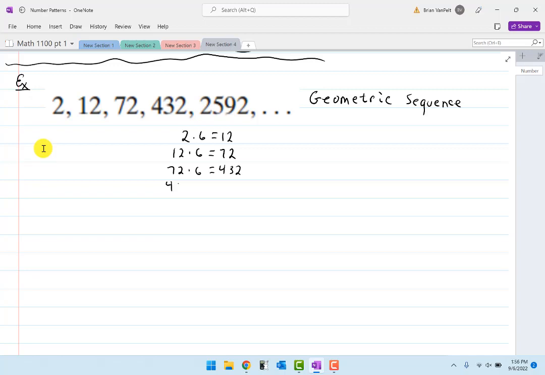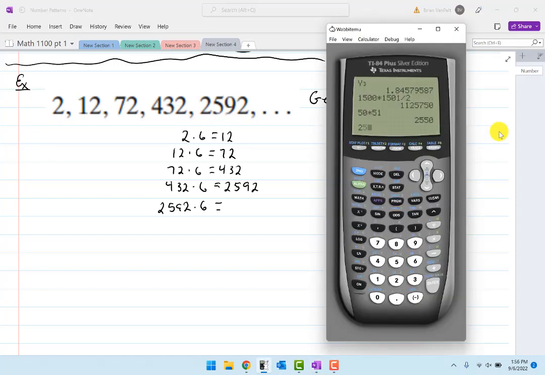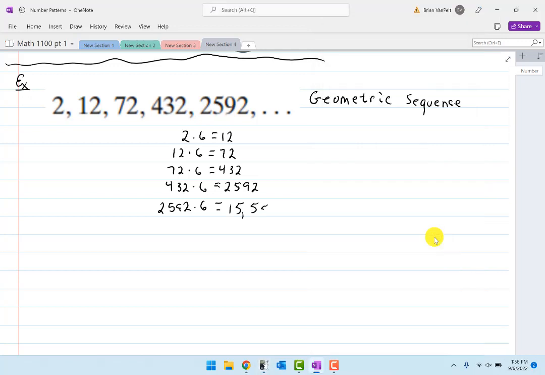If I take 432 times 6, I'll get 2592. And if I want to know the next term, I'll take 2592 and multiply it by 6, which gives 15,552. Now each of the sequences I've done so far should be easy to recognize. It's very easy to test whether they're arithmetic or geometric. We're going to look at some more complicated ones than those two.